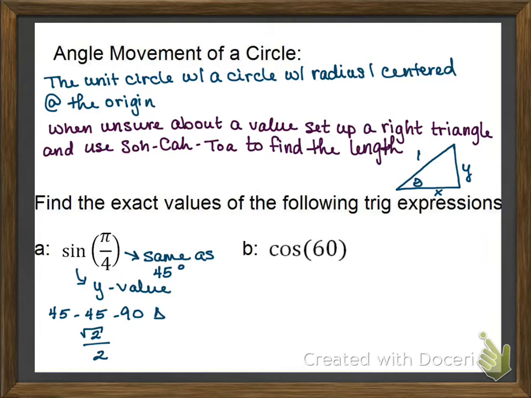Then cosine of 60, it is the same as pi over 3. And then again, cosine means find the x value. So same thing. This is 60, so you can use your 30, 60, 90 rules, or use that triangle. This time you can put in 60. Make sure you're in degrees. Ignore that y value. So it would be cosine of 60 equals x over 1. Calculate it, and you should get 1/2.